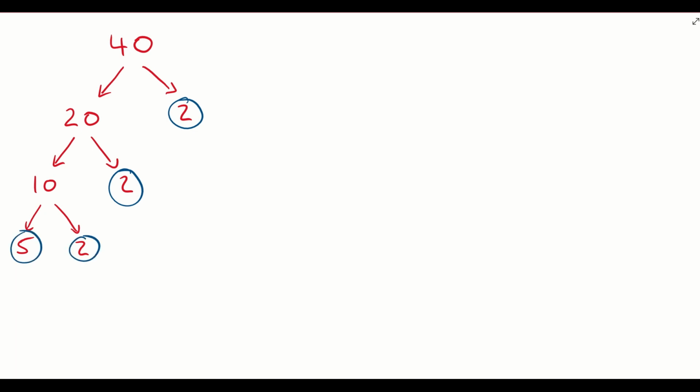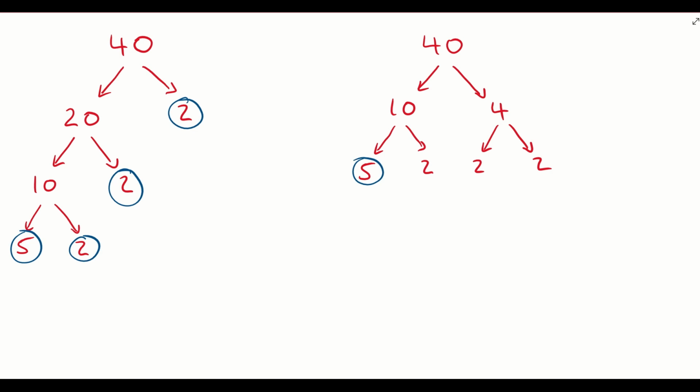Is there another way, though, that we can do the same factor tree for the number 40? And there is. We could do the number 10 and the number 4, because 10 times 4 gives us 40. And well, neither of these are prime, so we need to break them down further into 5 and 2 for the number 10. So 5 times 2 is 10, and for the number 4, 2 times 2 is 4. And all of these are prime, so we can circle them all.